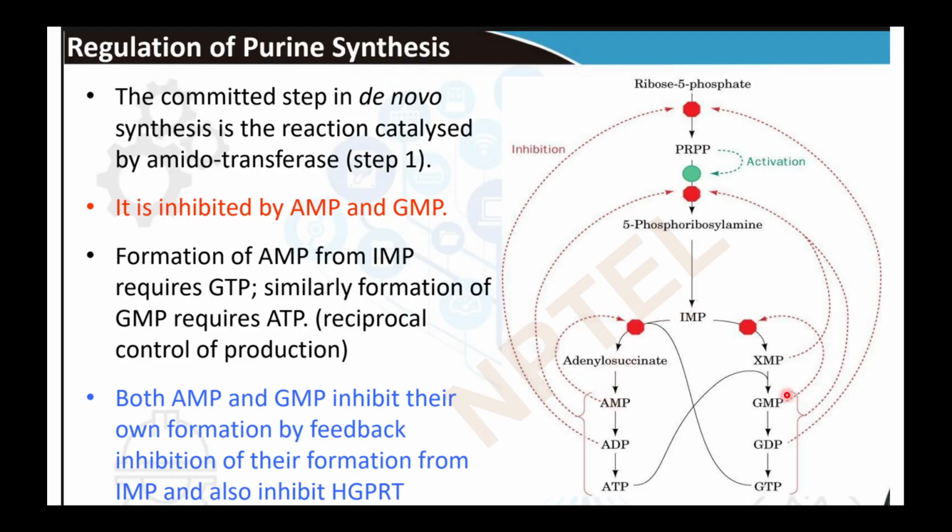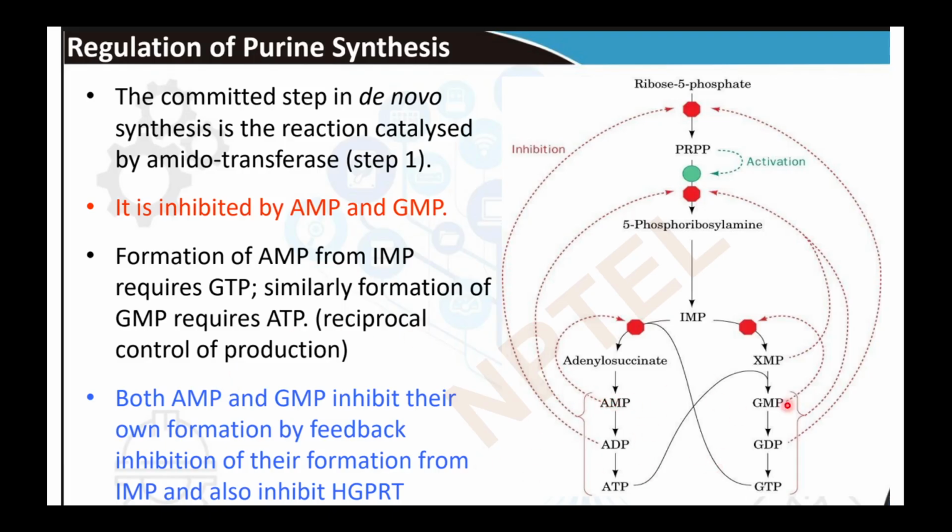Okay, so this is the formation of AMP and GMP from IMP. This is required by the end products of these individual pathways. The GTP is required for AMP synthesis and ATP is required for GMP synthesis. Okay, so this is one type of control.